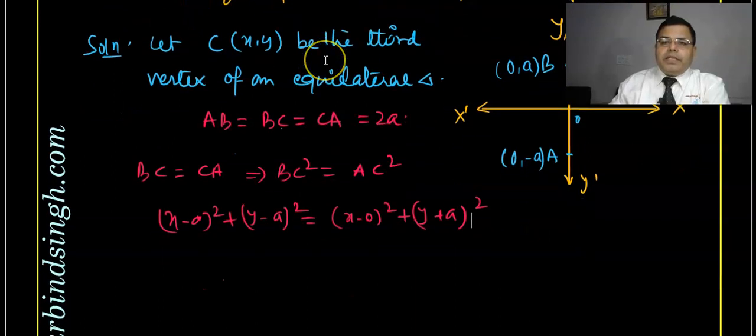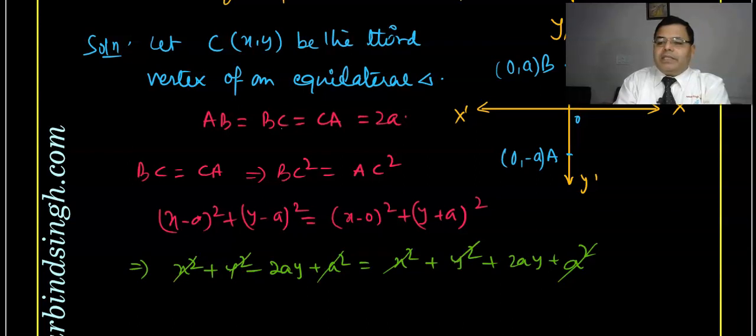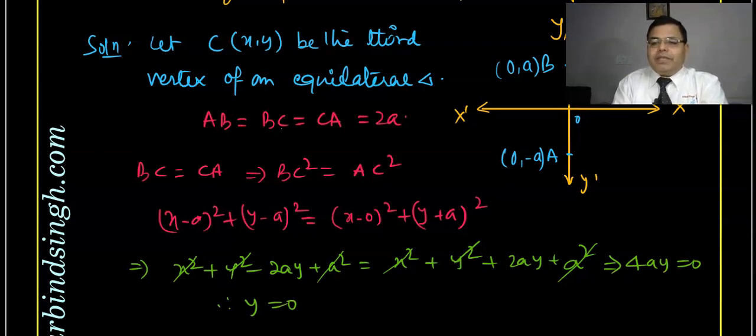Proceeding the same way, you will be able to write x square plus y square minus 2ay plus a square is equal to x square plus y square plus 2ay plus a square, isn't it? So all of these things cancel out except two terms. A square cancels, x square cancels, y square cancels, and this 2ay will come to this side, so it will be 4ay is equal to 0. This implies y is equal to 0. So the y coordinate is 0, which means C must lie on the x-axis. This is what I said.